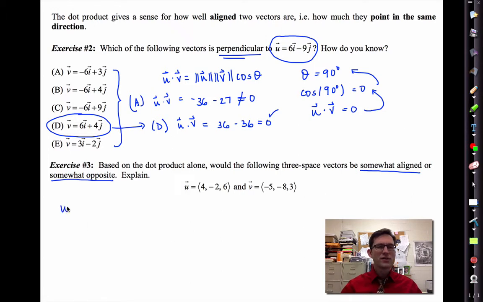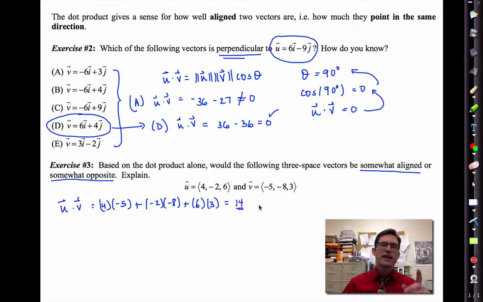All right, well, let's do it real quick. U dot v: we'll have 4 times negative 5 plus negative 2 times negative 8 plus positive 6 times positive 3. Work that all out and we get 14. Now, the actual number 14 doesn't tell you that much, but let me write down the definition. What it does tell you is that the cosine of the angle must be positive.